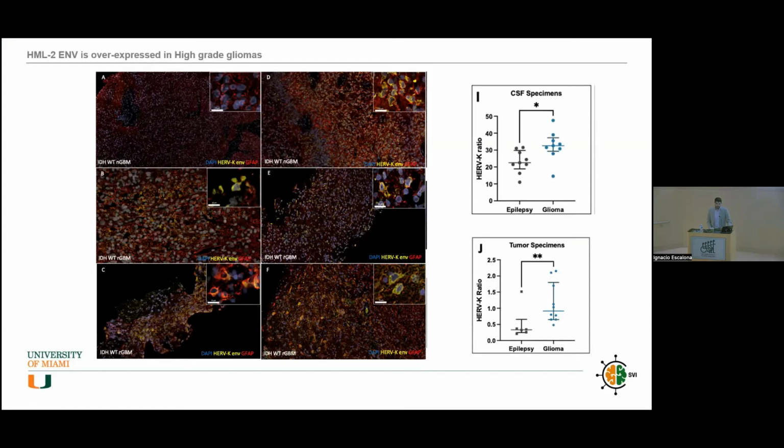And if you take CSF from these patients, so you take CSF from the peritumoral region and CSF from the peri-epilepsy region, and you do digital droplet PCR, you can show that the RNA values in the gliomas are higher than the controls. And this is maintained in CSF and also in the tumor specimens if you digest the RNA itself. So again, the RNA is higher, the protein looks like it's higher as well. And so it is differentially expressed in GBM.